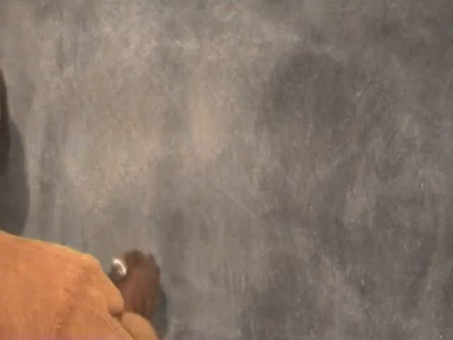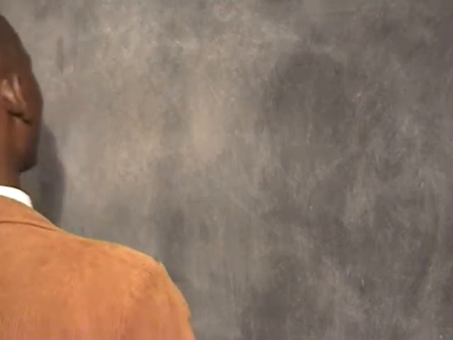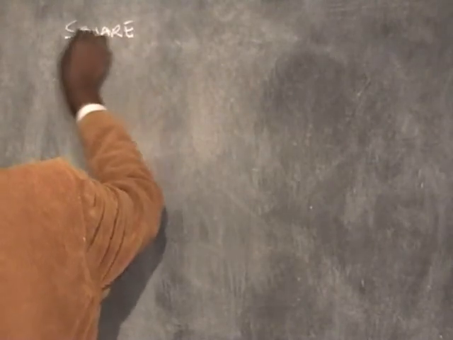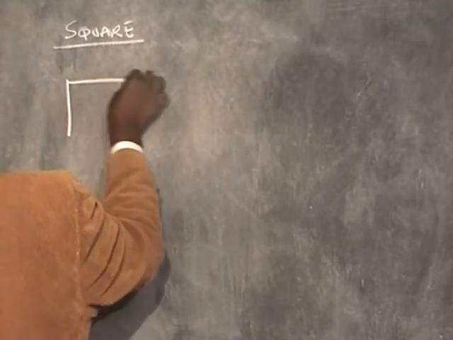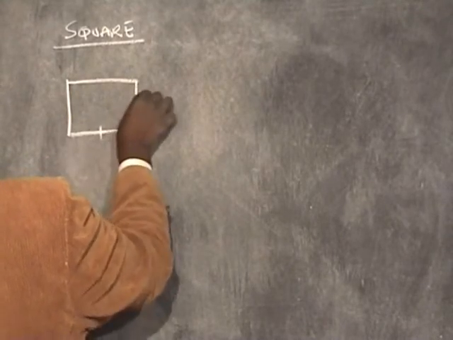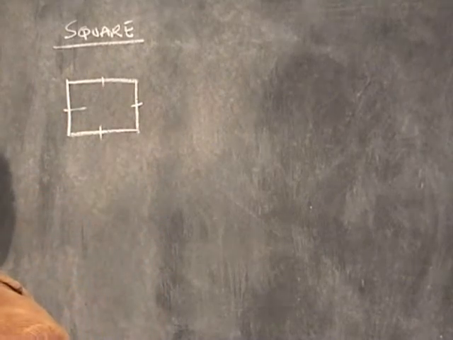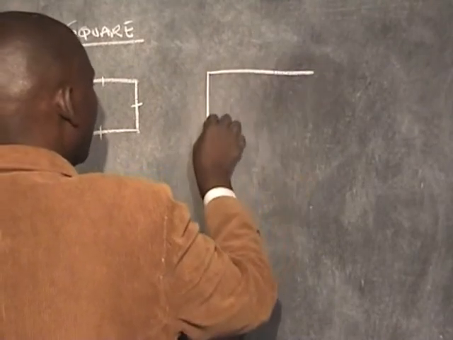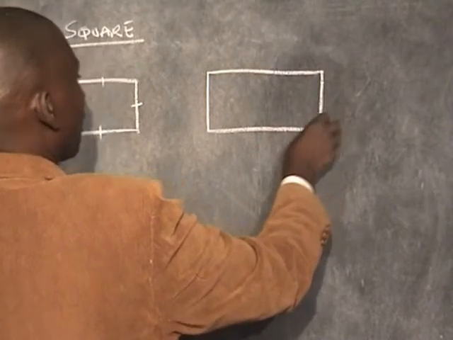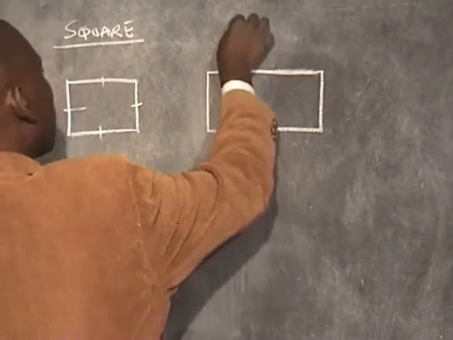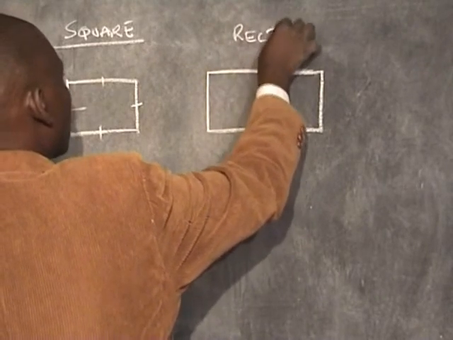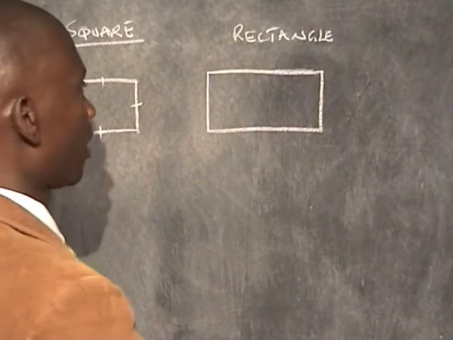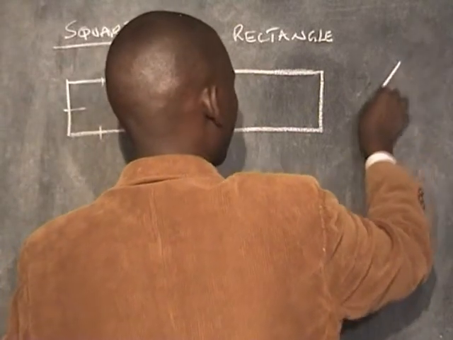In the first place, we look at what can be termed a square. A square is a shape whereby all the edges are equal. This is equal to that, that is equal to that. This is said to be a square. Then another shape similar to a square, but two lengths are longer and the two other lengths are shorter. This is a rectangle. I'm sure that is seen, a square, a rectangle, and again, we look at this other shape.